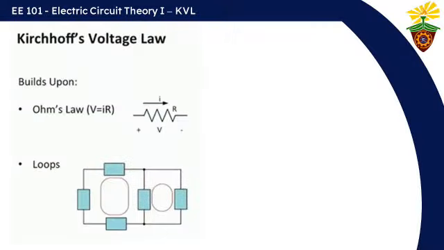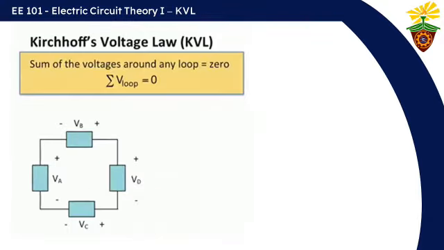This first lesson is on Kirchhoff's voltage law, and we will be building upon some concepts that we learned in the last module. In particular, Ohm's law and the idea of loops, closed paths for the current to flow. Kirchhoff's voltage law is presented right here. The sum of the voltages around any loop is zero. There's a shorthand notation for it that we show right here. And this is an example of a loop.